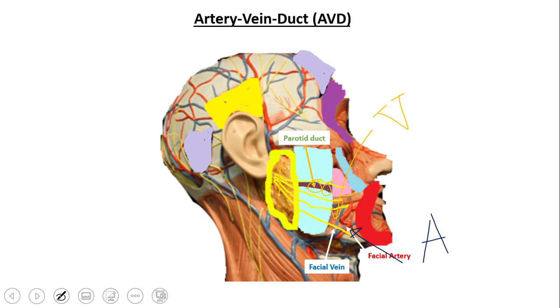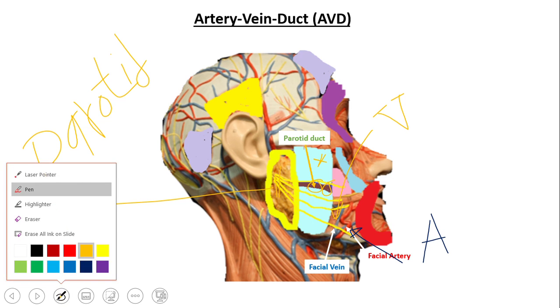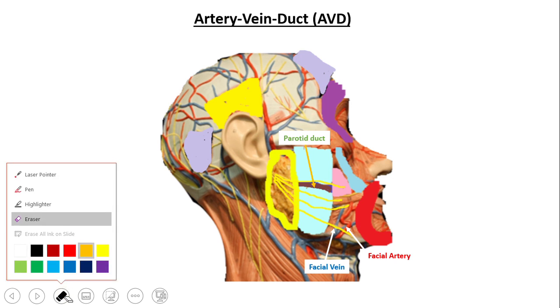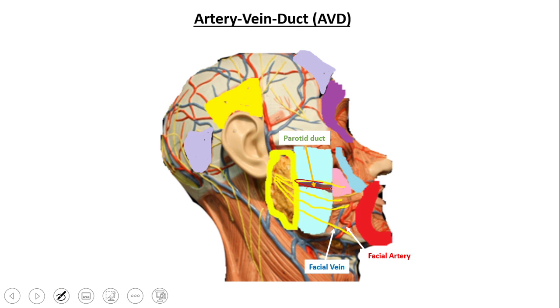The gland in front of the ear here is the parotid gland, which is the salivary gland producing saliva. The parotid gland duct courses over this muscle, which is the masseter, and then it enters the oral cavity through the buccinator muscle. So remember again that the parotid gland duct goes over the masseter and then pierces the buccinator muscle to drive the saliva to the oral cavity.